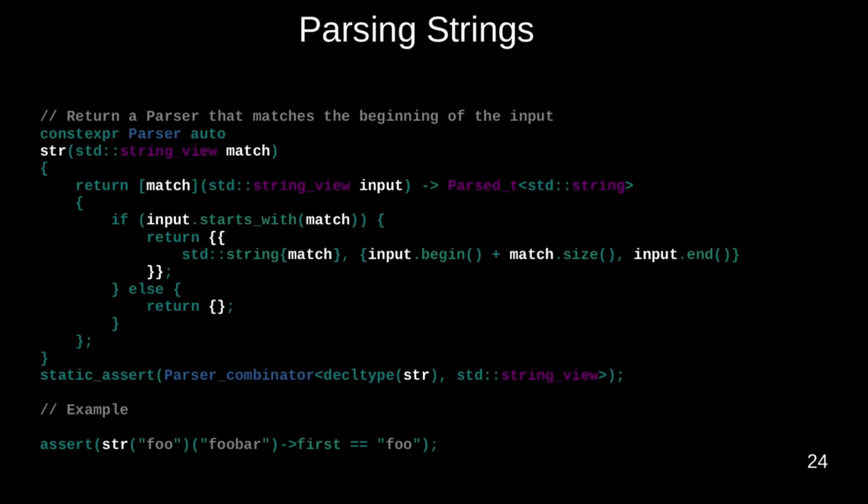So this is using a new feature of C++20. So std::string and std::string_view got some new member functions in C++20. One of them is starts_with, which is perfect. This is just what I needed for this. All right, so for example, if you call str of foo, you get a parser that when you parse foo bar, you will get the foo successfully.